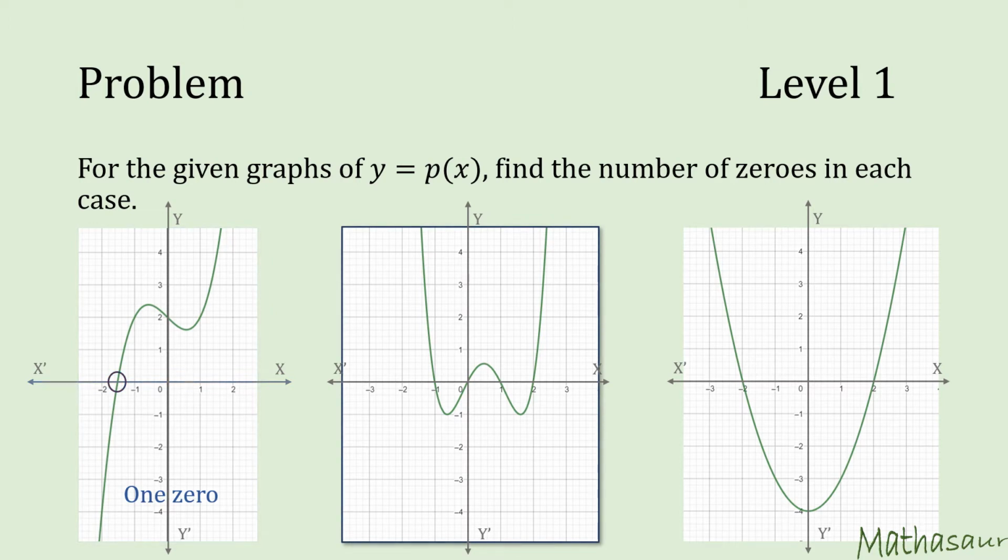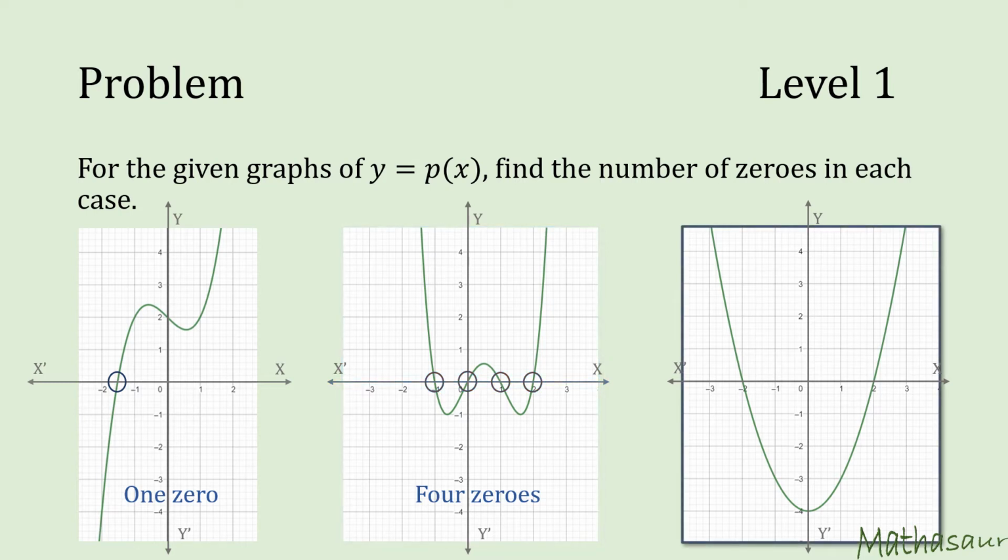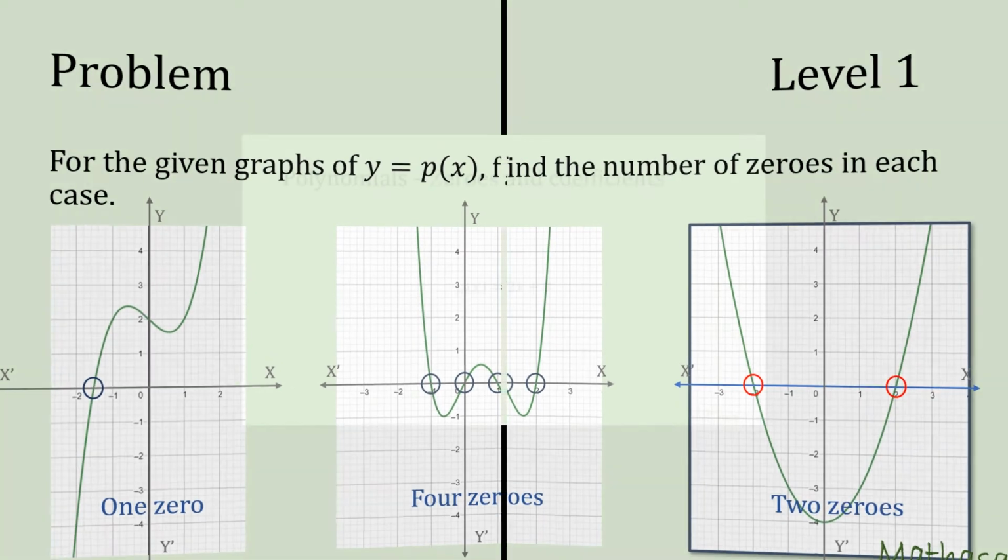Let us look at the second graph. Let's count the points of intersection on the x-axis. There are 4, hence 4 zeros. For 4 points on the x-axis, the value of this polynomial is 0. Let us look at the third graph. If we check the points of intersection, there are 2 points on the x-axis for which the value of the polynomial is 0. Hence, it has 2 zeros.